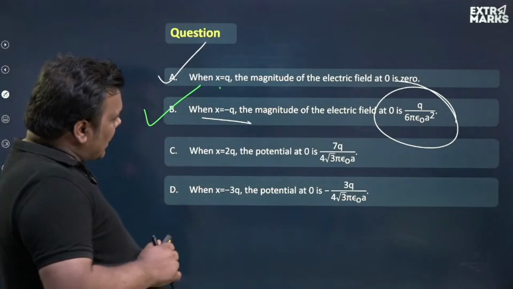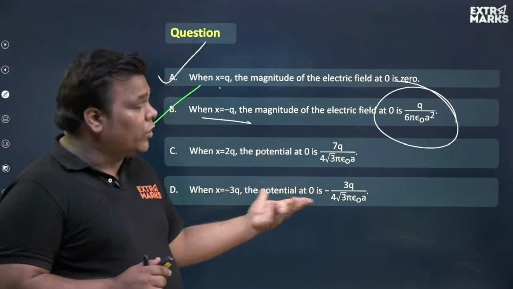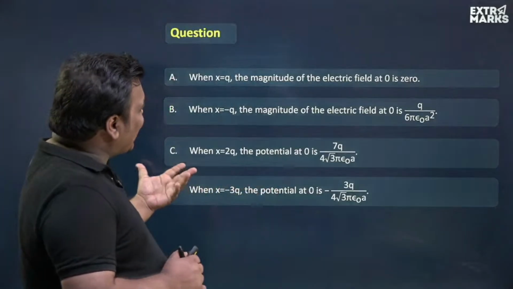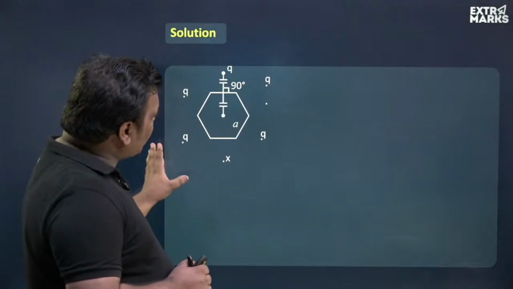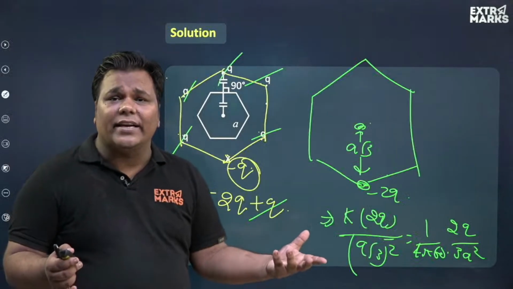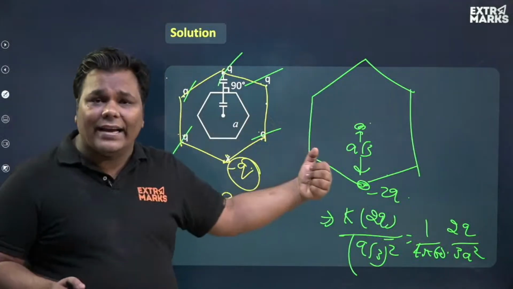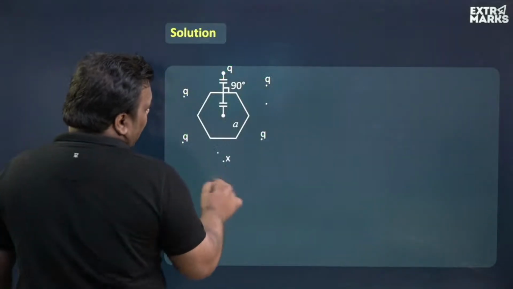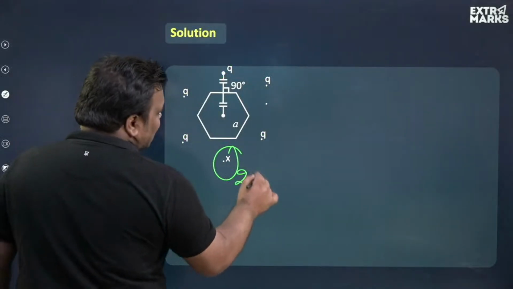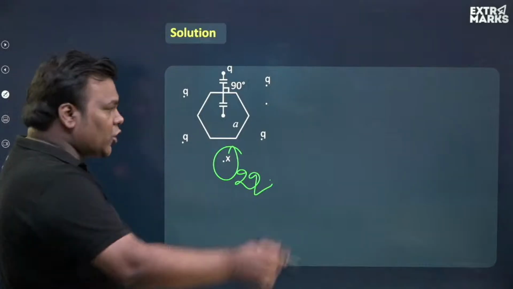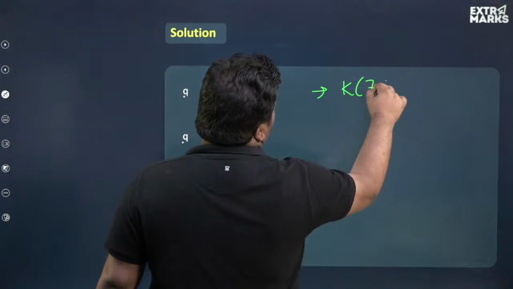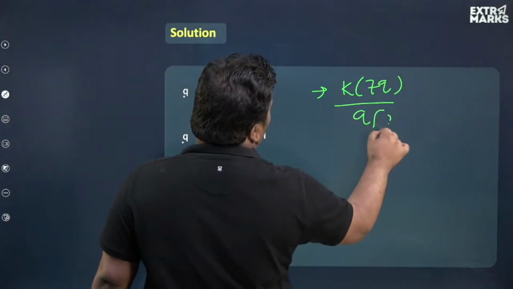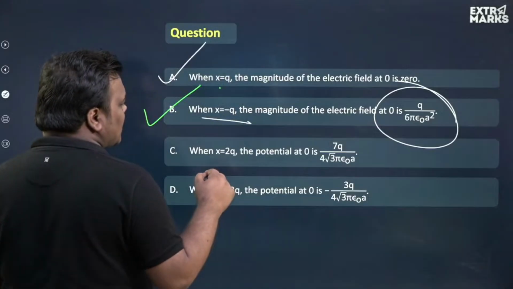Let's just see. When X is equal to 2Q. So guys, in case of potential, I don't need to do all of these things, because potential is a scalar quantity, na? So I just need to add. So what will I do? When instead of X, I have 2Q. Total charge is 7Q, so my net potential is k 7Q divided by A root 3. Does that resemble the answer?